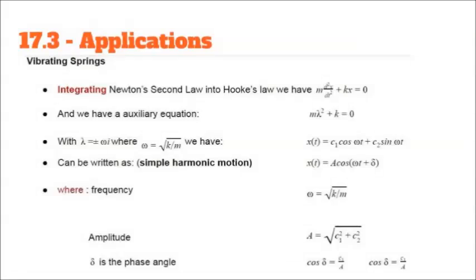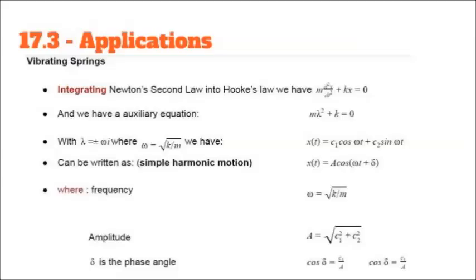The solution is y of x equal to that equation right there. This is section 17.3, applications of second order differential equations. For a vibrating spring, we can get a formula by combining Newton's second law with Hooke's law. We get this formula, and we can convert it into an auxiliary equation. We have m lambda squared plus k equal to 0. Then we solve for lambda, and lambda is a complex number, an imaginary number, which is case 3.